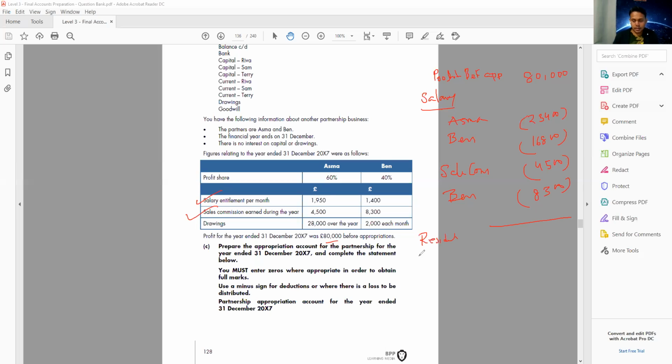Residual profit for distribution. The profit left for distribution is 27,000. So this is the profit we have to distribute between Asma and Ben. Asma is 60%, Ben is 40%. So we can split, but let's have a look if the question asks for anything else.